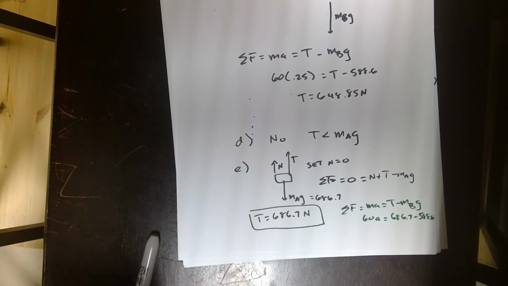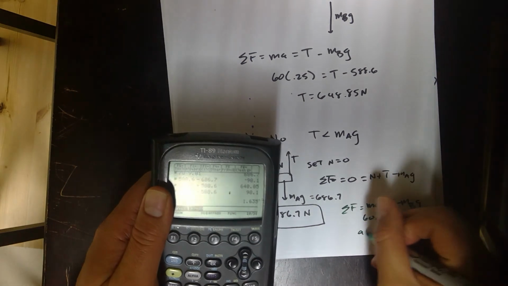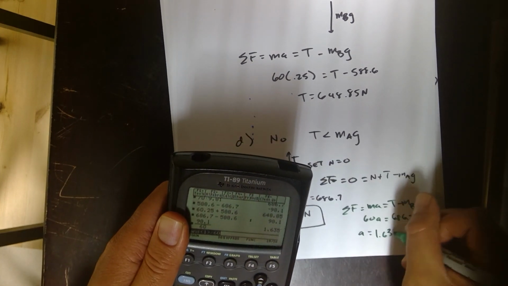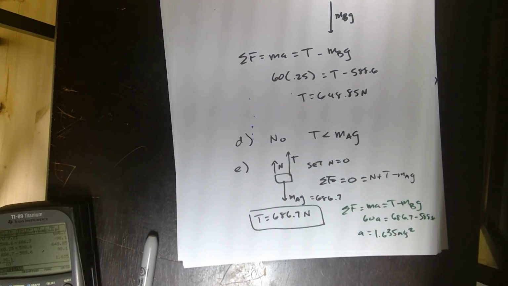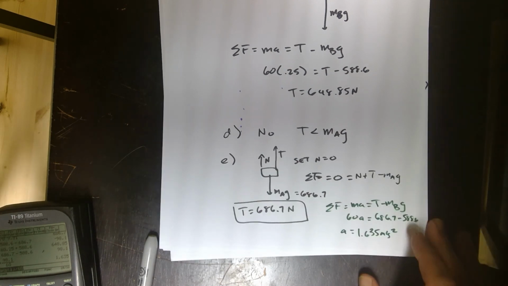So if we do 686.7 minus 588.6, we get 98.1. We divide that by 60, and it turns out that this person needs an acceleration of 1.635 meters per second squared in order to get the person off the ground. And trying to do that up a rope would be quite difficult, so in my mind it's probably not going to happen, but if it were to happen, that's the acceleration he would need.